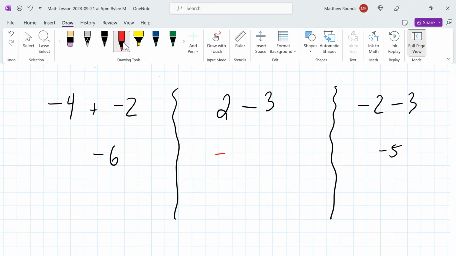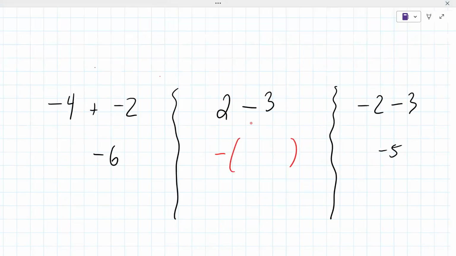Would you add them? Or you're looking at your rules: you subtract the larger without the sign. So what are the numbers without the sign? 2 and 3. So which is larger? 3. Wouldn't it be -1? Yes.